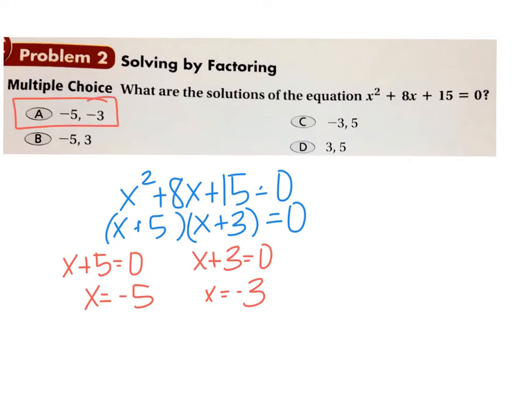If you haven't noticed by now, all you really have to do to solve these is to take the opposite, as long as there's not a coefficient in front of the x. It's just the opposite of whatever this is. So it was negative 5, and then it was negative 3.